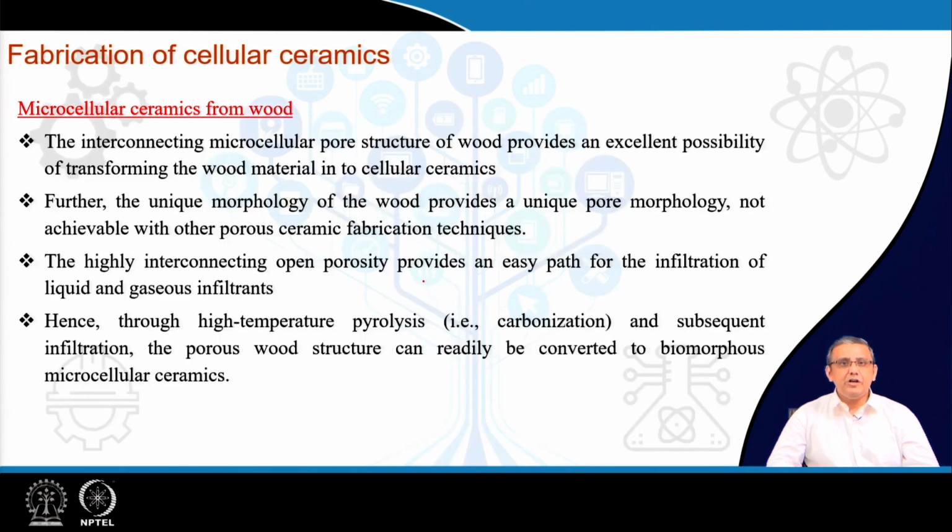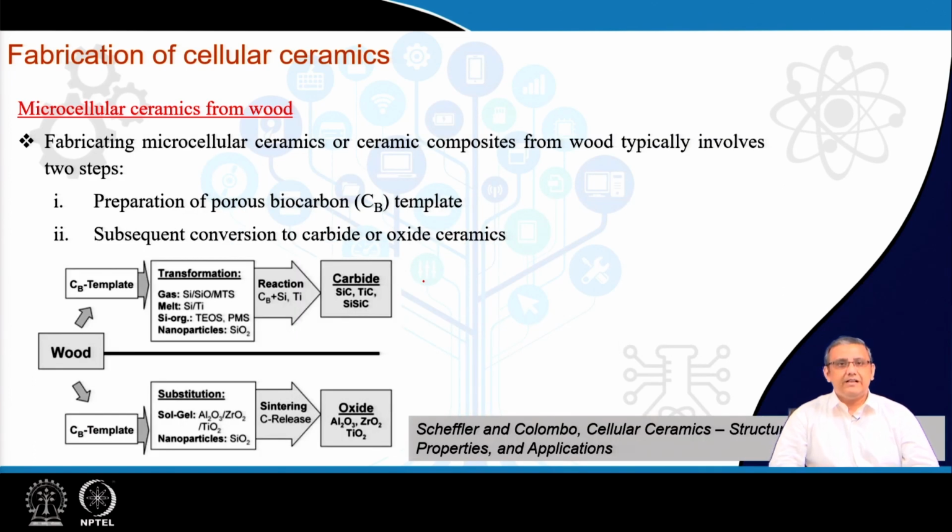Now, the fabrication of porous ceramics from wood has several steps. The first step is the preparation of the porous biocarbon template, which is called the pyrolysis step, typically carried out at around 800 degrees Celsius or higher. During this pyrolysis stage a graphitic carbon template is formed, and in the next stage this graphitic carbon is converted into a carbide ceramic or oxide ceramic.